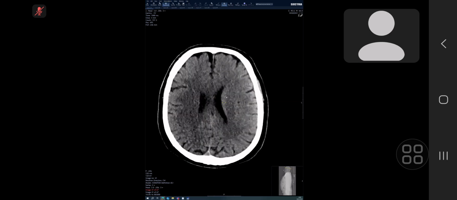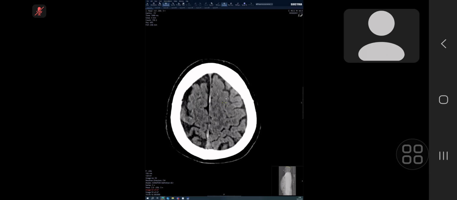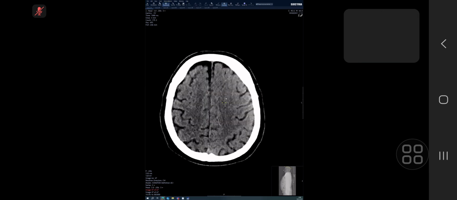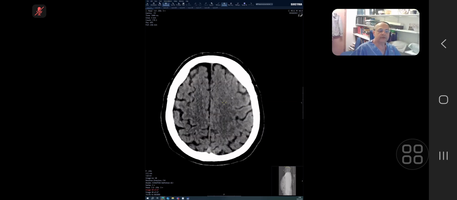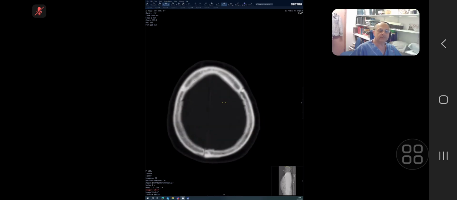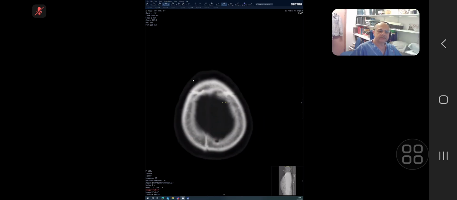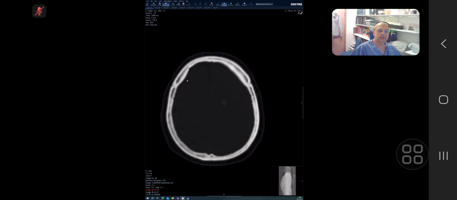Yeah, there's no obvious bleed which I can see, although in my routine practice, I also like to see the bone window as well to look for any fractures. So in your practice, you would want to see the bone window of this. So here is the bone window for you. I'm going to go to the vertex. So you are looking now at the bone window.